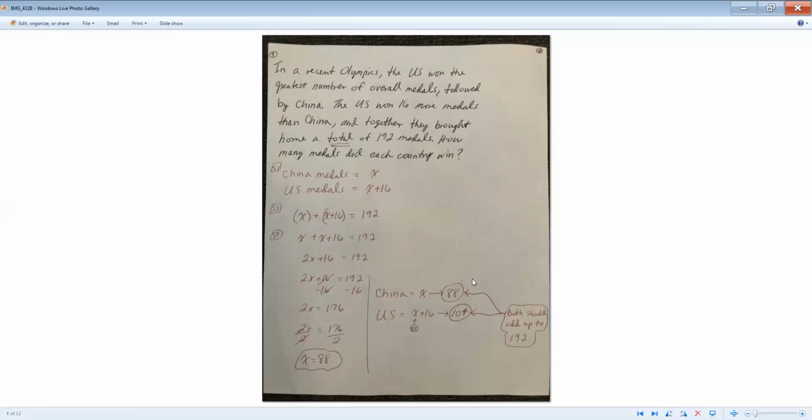So make sure you finish off the problem. China's number of medals is 88. 88 plus 16 is 104, which would be the number of medals that the US won. And then don't forget, they should both add up to give you 192. That's how much they total up to be.